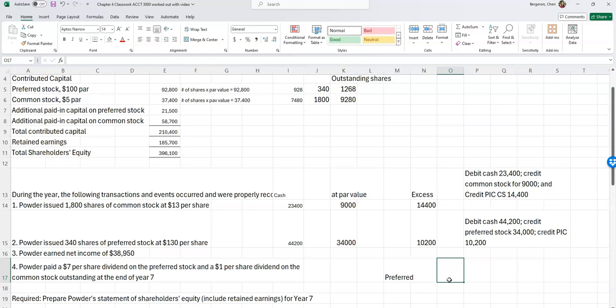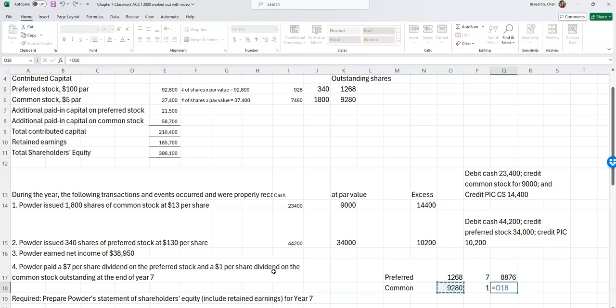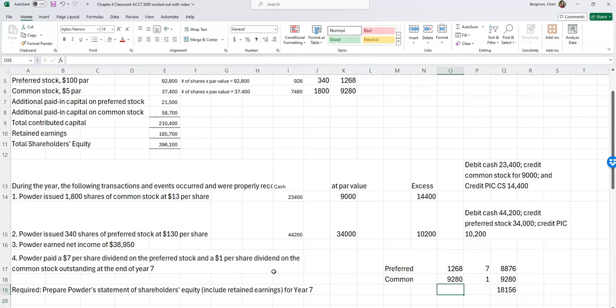For preferred stockholders, I have 12.68 hundred shares, and it tells me that I paid $7. So I'm going to pay my preferred stockholders this amount of dividends, $88.76. And for common stockholders, I now have 9,280 shares, and I'm going to pay them $1 per share. So the total amount of dividends that I'm going to be paying, adding up my preferred and my common, is $18,156.